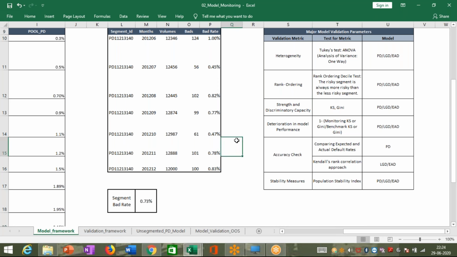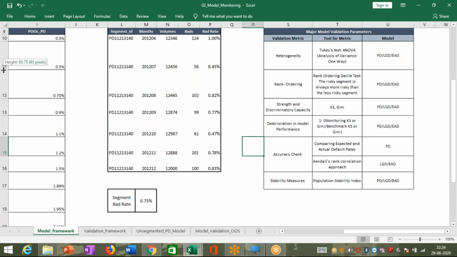Once the segments are completed, the next thing we need to understand is how statistically significant the model is, or how the model is performing. When I look into the model, it is explained through the strength and the discriminatory capacity, which is KS and Gini. Now the robustness of the model is assessed in terms of deterioration in the model performance from the development: how much has the Gini gone down in the validation and the out of time validation data. That percentage fall is something we need to address. The second is the accuracy check, comparing the expected and the actual default rates, and then stability measures like the population stability index.